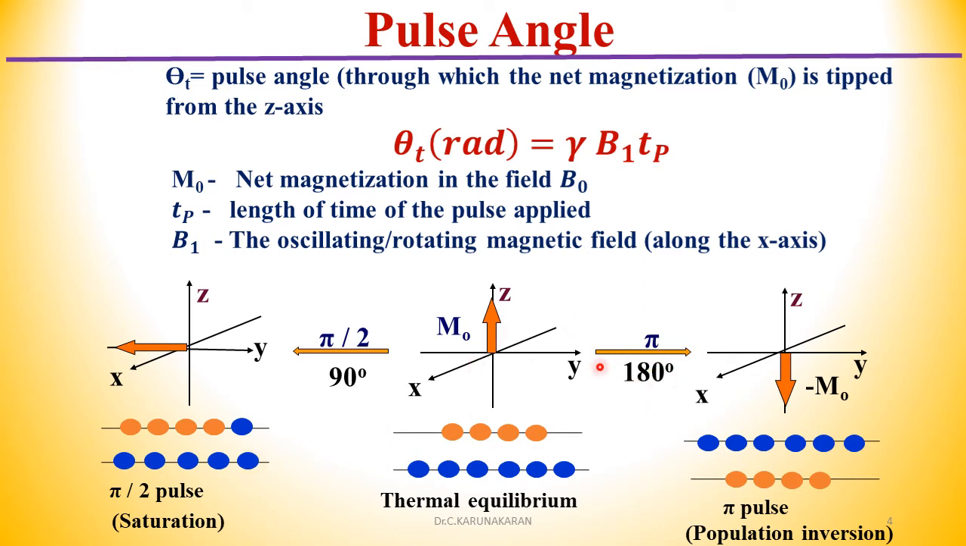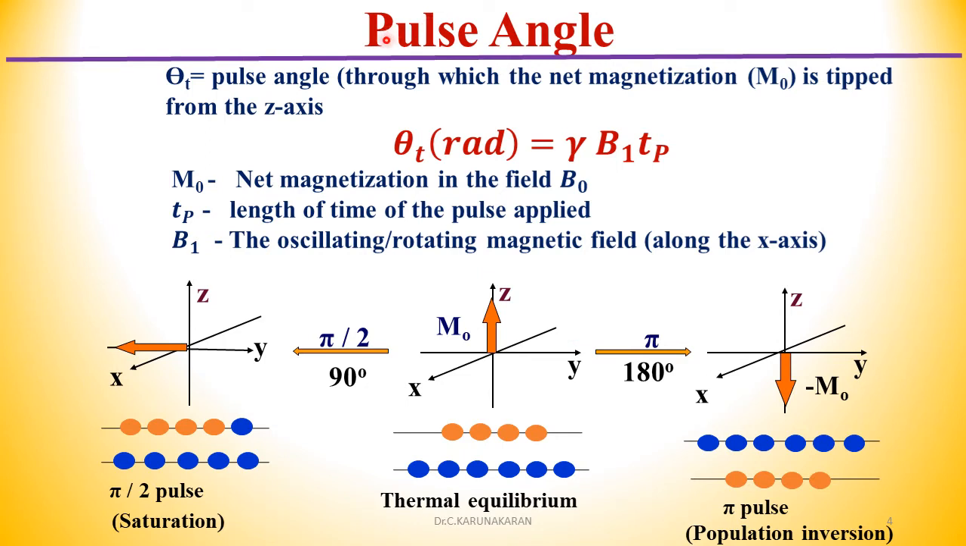Now, when you apply a 180-degree pulse, a pi pulse, the net magnetization is tilted opposite, that is plus z-axis to minus z-axis. In this case, there is a population inversion. You see, this is thermal equilibrium. The net magnetization is along the z-axis. On applying the 180-degree pulse, the magnetization is tilted opposite to plus z. It is in the minus z-axis, minus M naught. There is a population inversion.